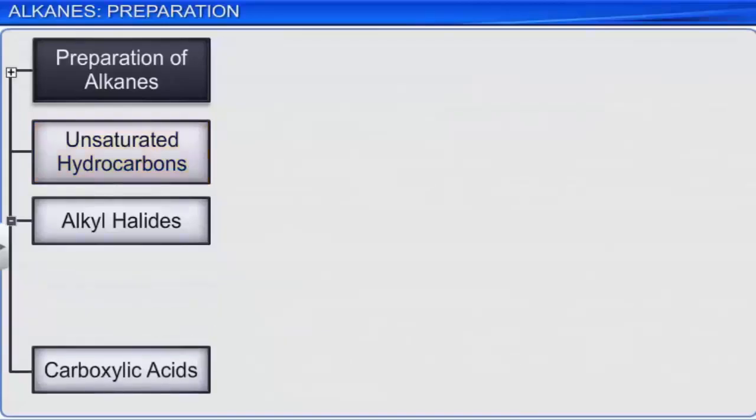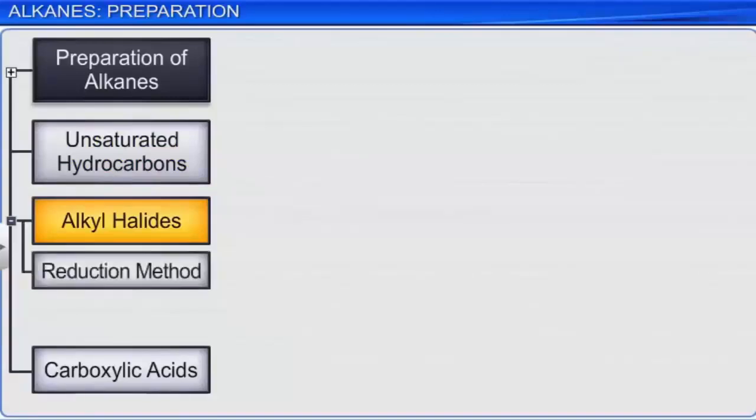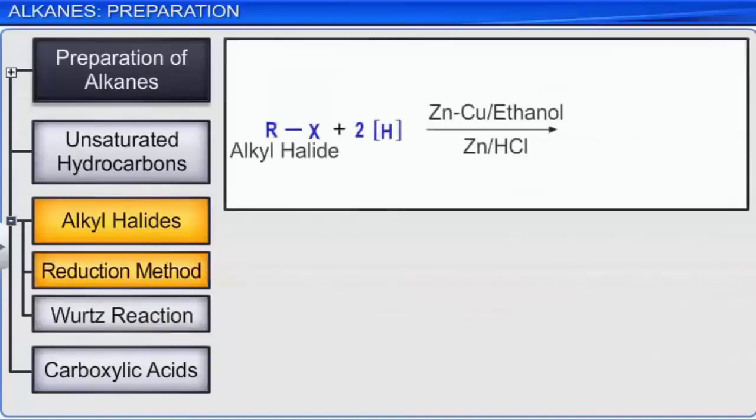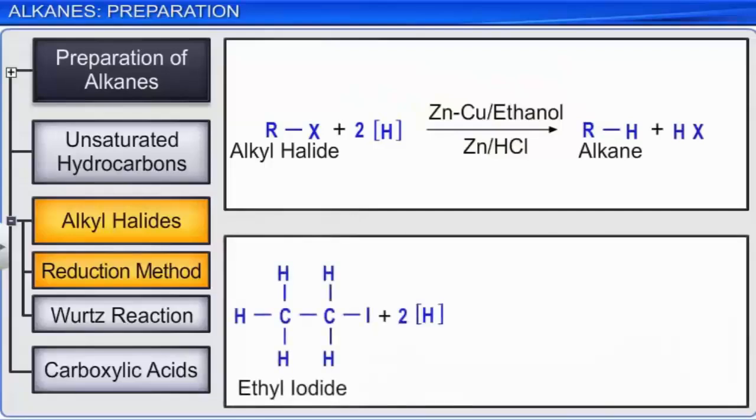To obtain alkanes from alkyl halides, we can either use the reduction method or the Wurtz reaction. Alkyl halides on reduction with reducing agents such as zinc-copper couple in ethanol or zinc and dilute HCl gives alkanes. For example, ethyl iodide, when reduced by using zinc-copper couple in ethanol or zinc and dilute HCl, gives ethane.